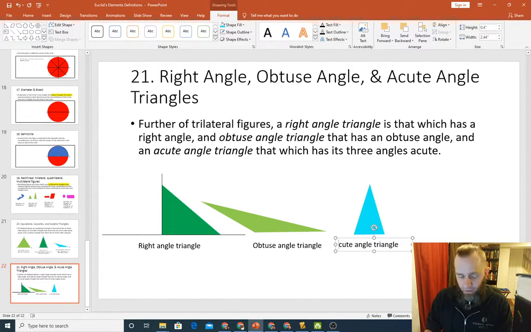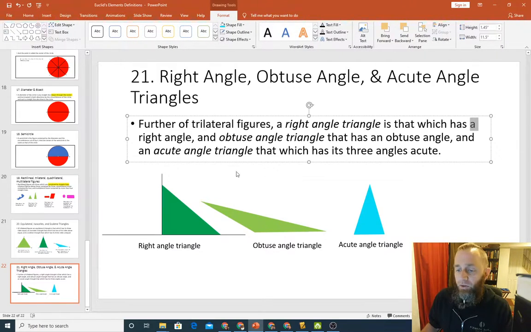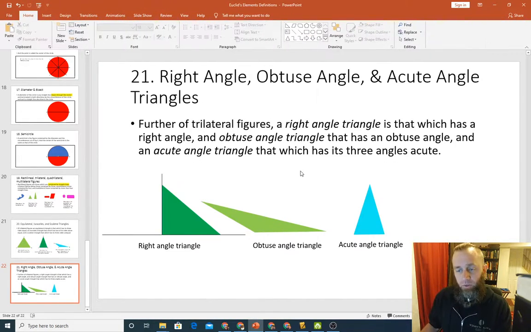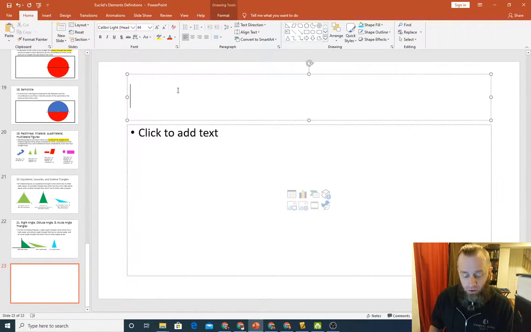All right, now I want you to notice something interesting about the definitions here. For a right angle triangle, it only has to have a right angle. You only have to have one right angle to be a right angle triangle. An obtuse angle triangle only has to have one obtuse angle. But an acute angle triangle has to have 3 acute angles. Just notice that, and we're going to think about it later on. Okay, let's move on to definition 22. There are only 23 definitions, so we're only 2 away here.